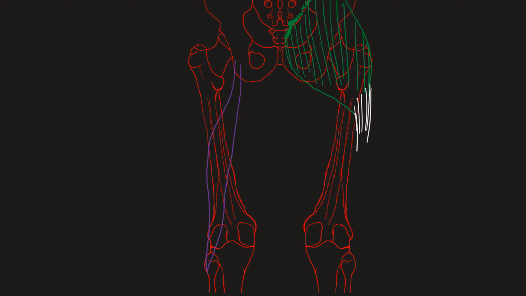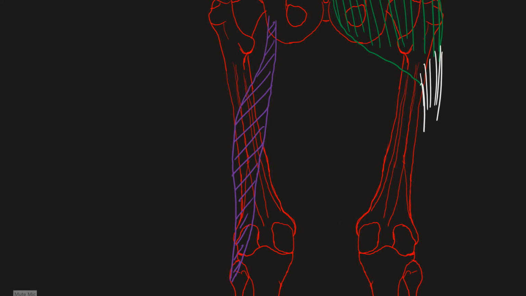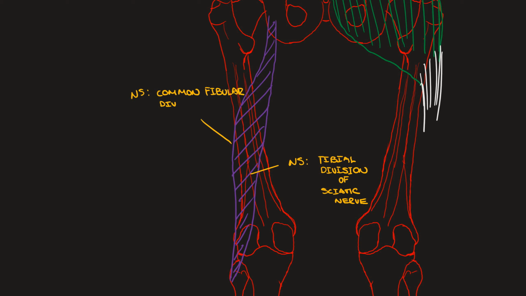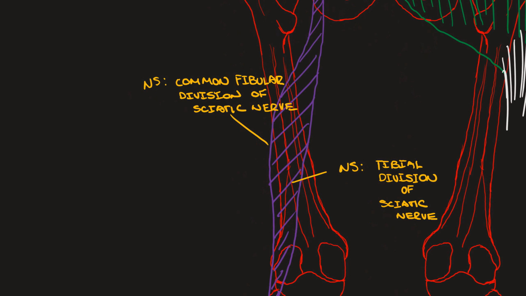The next muscle is the biceps femoris. And the biceps femoris has both a short and long head. So the long head has a proximal attachment at the ischial tuberosity, and the short head has a proximal attachment at the linea aspera. And they both are attached to the head of the fibula. And then the long head has a nerve supply from the tibial division of the sciatic nerve, and the short head is by the common fibular division of the sciatic nerve.